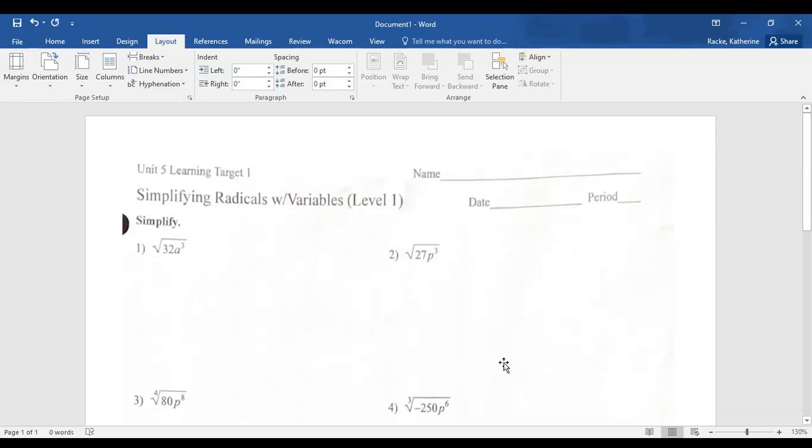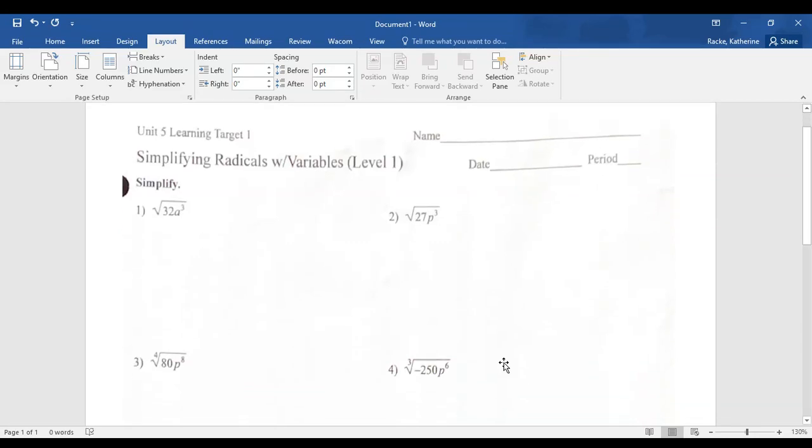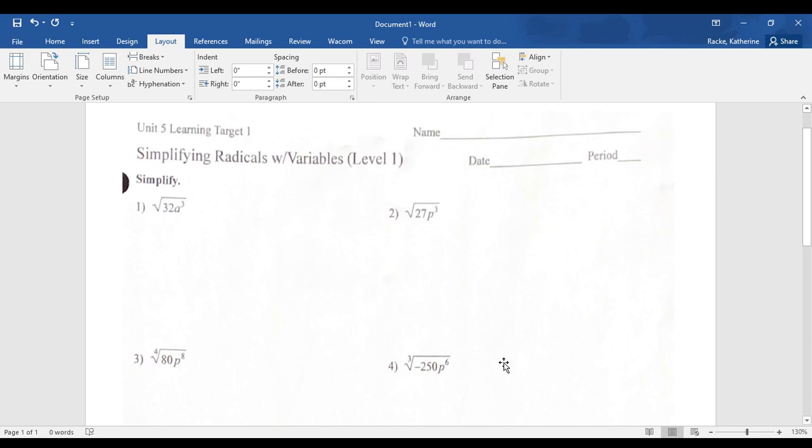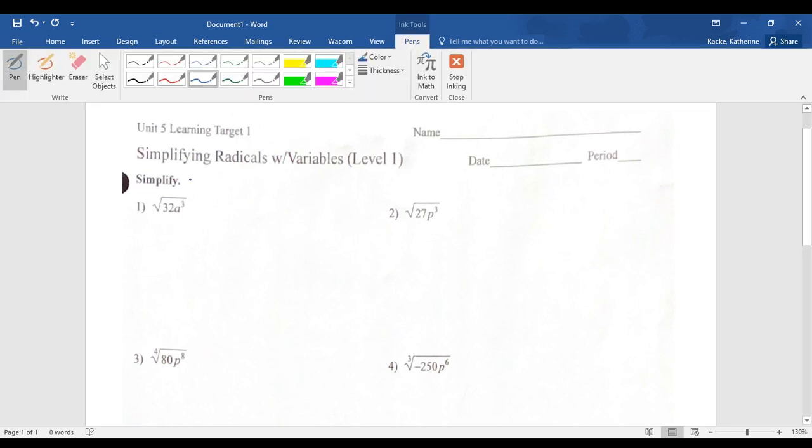All right, guys, today we're starting with a little more practice with simplifying radicals with variables, putting together what we did yesterday, both parts. So if we look at number 1, we're going to start with our number and do the factor tree here.